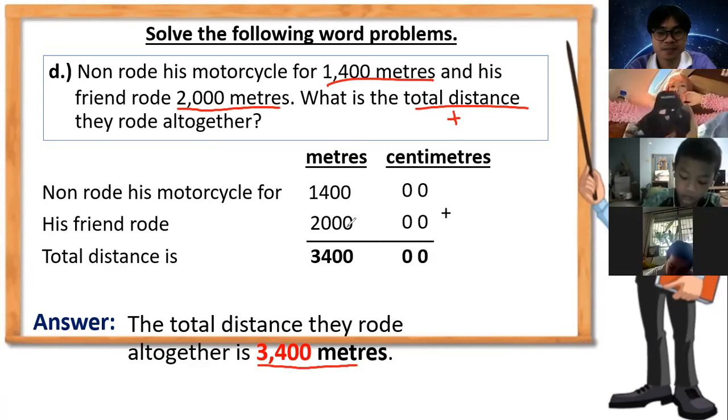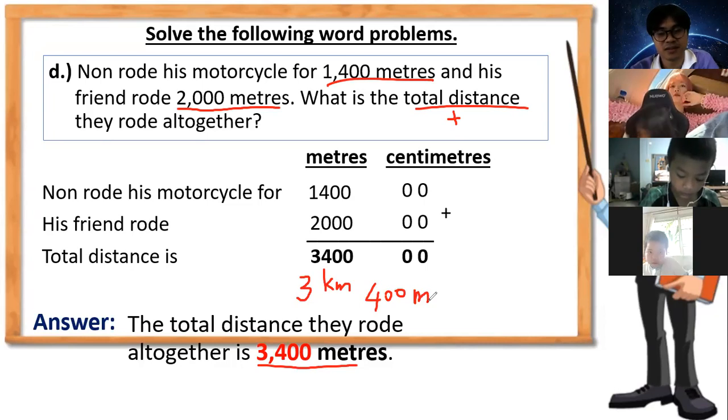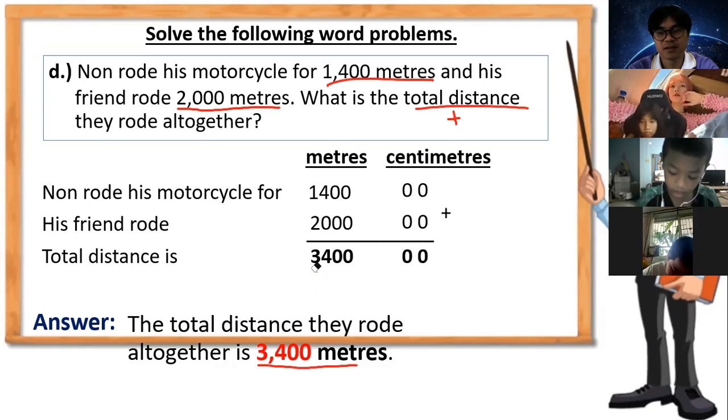Okay, so it would also be like this. If you convert this into kilometers, 3 kilometers, 3 km, and 400 meters. Yeah, like that. 3 kilometers and 400 meters. It's the same. Okay. Finish.